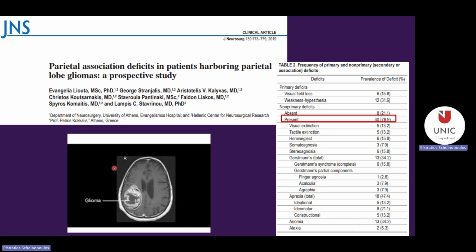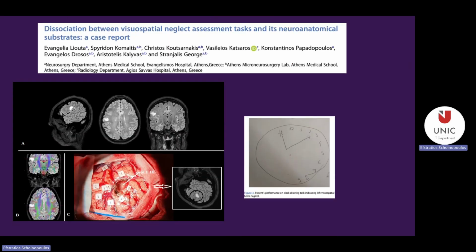I also have lots of publications on gliomas. Gliomas are intraparenchymal, malignant tumors. Again, we indicated that the majority, 80% of patients, have cognitive deficits, and preoperative assessment helps us to understand and prognose their postoperative status.